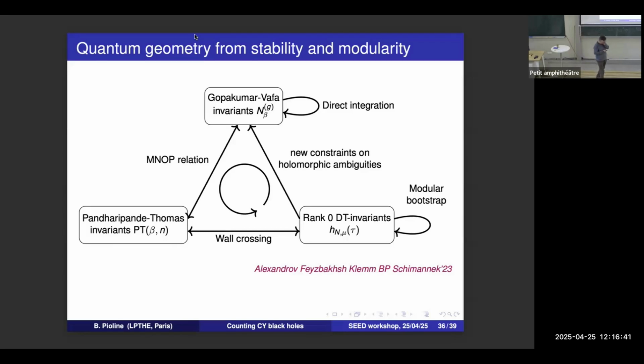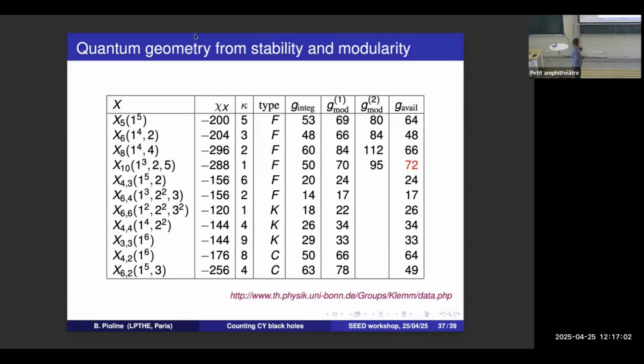In some cases, we are lucky that we could compute many numbers. So we have very good evidence. Now, if you turn this evidence into a postulate, so you require that these generating series are actually modular, you get many more constraints. So you can go back along the arrows and feed in many more constraints for this direct integration method. So in this way, you can actually push the maximal available genus a few units up.